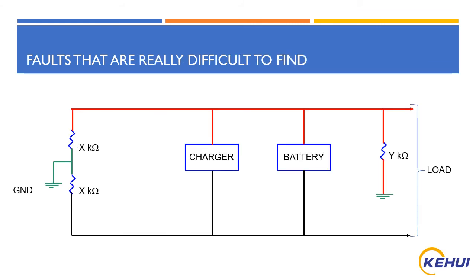And there are certain faults which are difficult to find. Those are multiple faults occurring in the same polarity, where you have to identify the low resistive faults first and then go to the high resistive faults. But these faults can also be identified with our equipment.